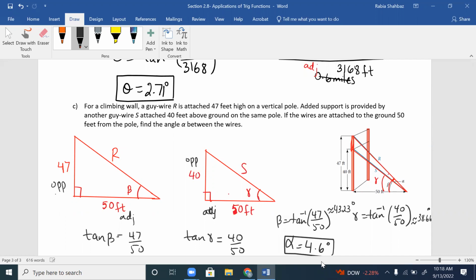Okay, I hope you found this helpful. There are many situations like these where we actually look at the figure as two right triangles and then find that missing piece of information. So hope this was helpful. Thank you.